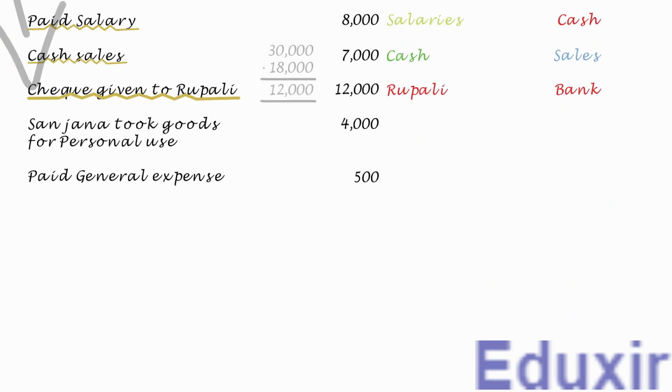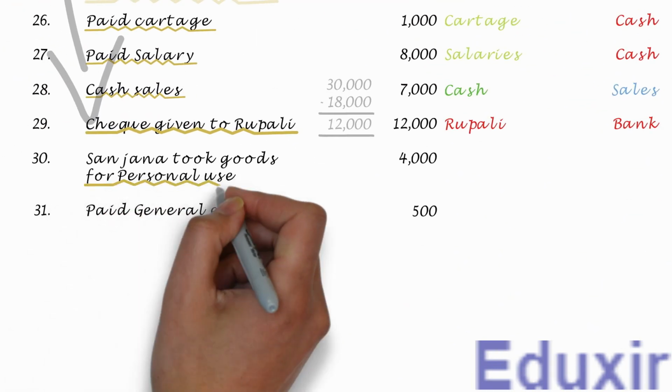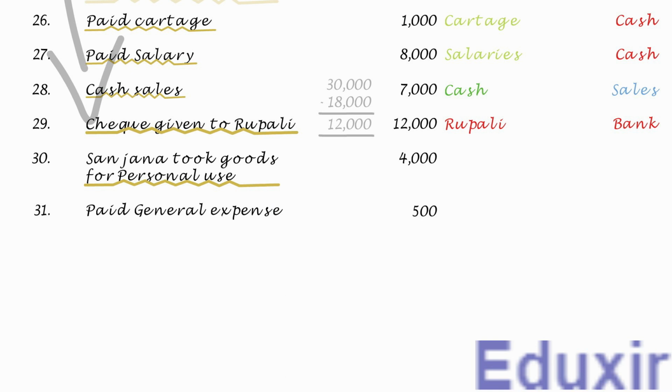In this transaction, the business owner Sanjana took goods for personal use. As you know, when the owner takes goods for personal use, it is called as drawings. All the drawings should be recorded in the drawings account. As we have discussed in our previous problems, drawings should be treated in the same way as capital, and all the drawings should be recorded in the debit side.